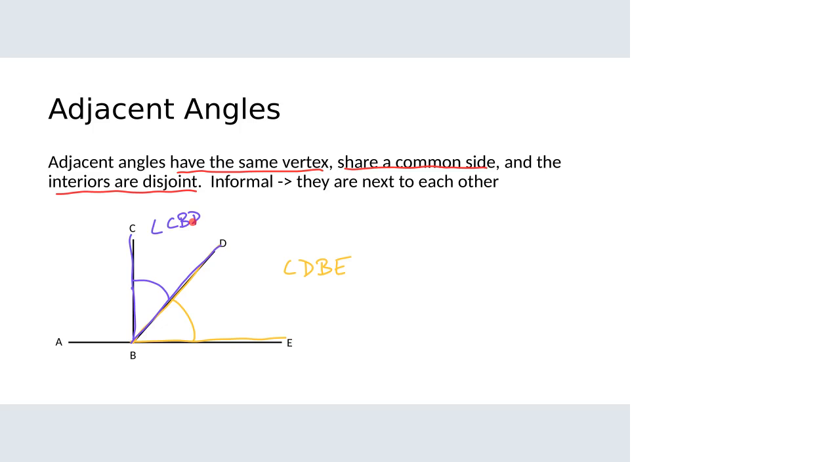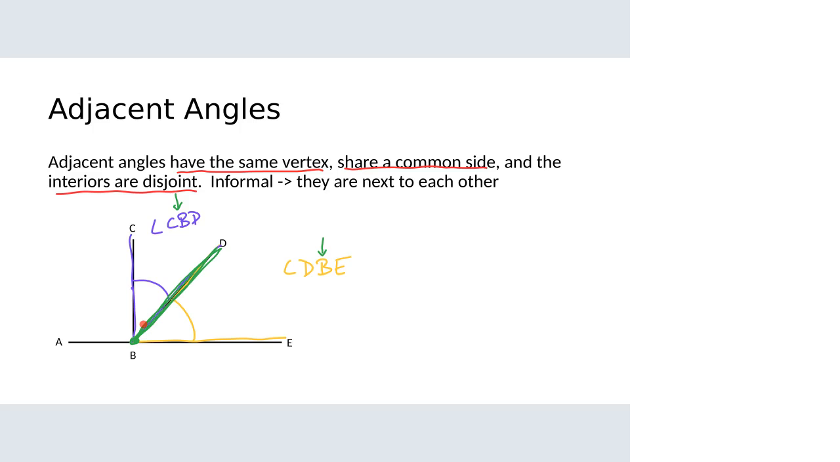Formally, they have the same vertex. Yes, they sure do, because as I look at how I've named it, I've got B as the vertex and B as the vertex. If I look at the picture, I can see that B is the vertex of each of those angles. They share a common side. Well, this side right here, DB, it's a part of angle CBD. It's also a part of angle DBE. So they do share a common side.